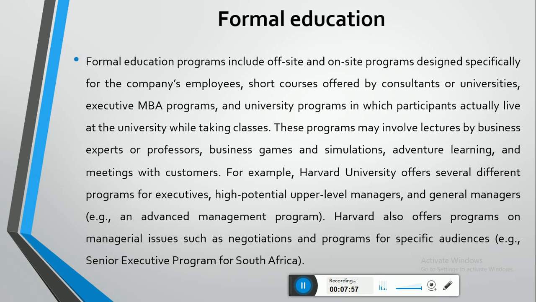Top universities in the world, like Harvard University and Oxford University, have different formal education programs that they give, involving lectures by business experts or others. They provide development programs for executives, top management, and others. Formal education programs include offsite and onsite programs designed specifically for the company's employees, and short courses offered by consultants. We all know there are different marketing consultants, human resource consultants, or universities.